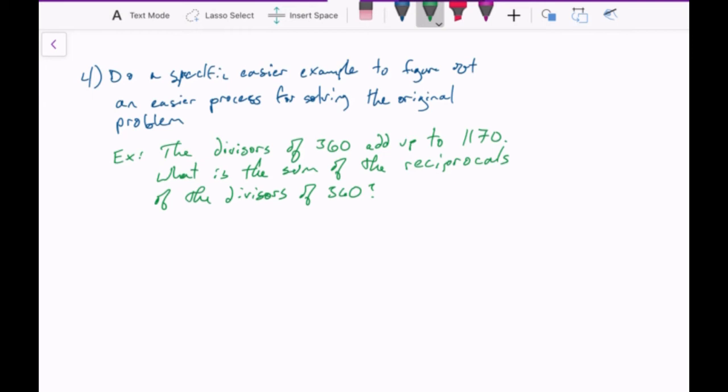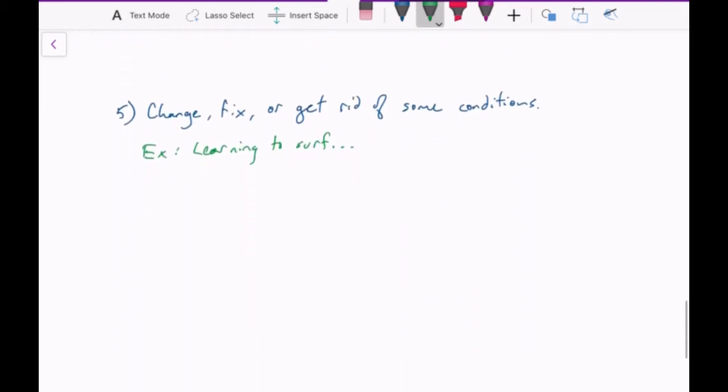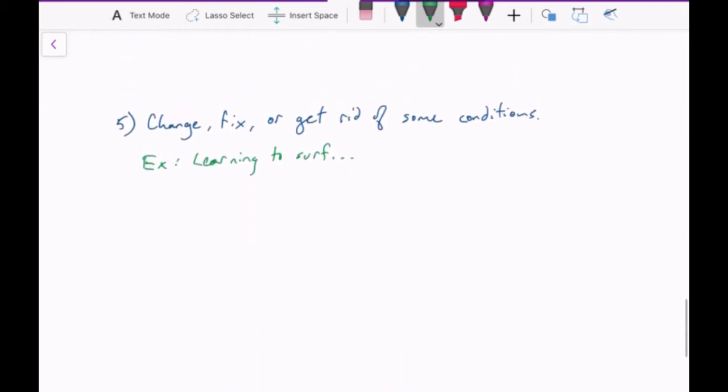That seems like a really hard problem on its surface, but it turns out it's not too bad if we can find an easier example so we get the process. Then this will make this problem much easier. But let me come back to this one in a minute. Let's go down to number 5.